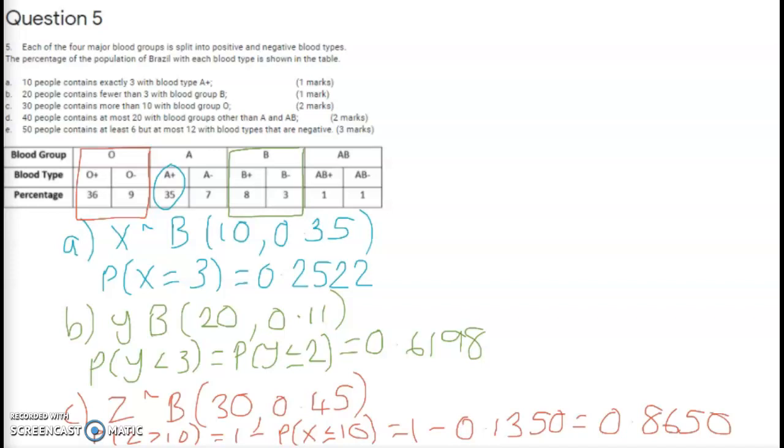Scrolling towards the end now, looking at D. I'm going to go up here on the right hand side. Again, I've got another distribution. Still binomial, this time an n of 40 people. And this one's asking me for blood groups other than A and AB. So I'm looking at O and B combined. So for this one, I'm doing these 45% from O and the 11% from B. 45 plus 11 is 56%.